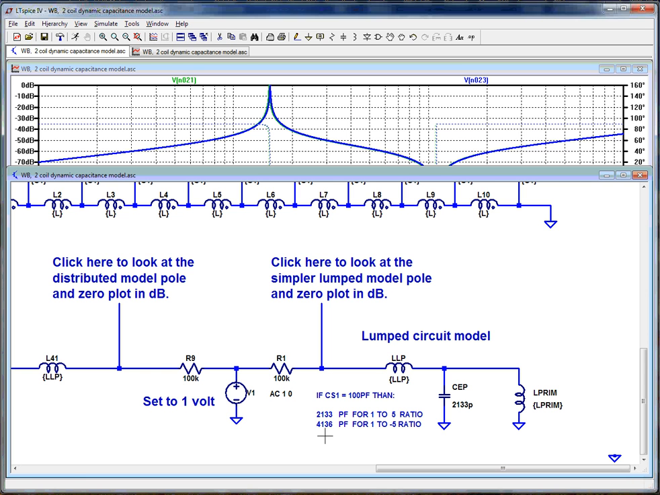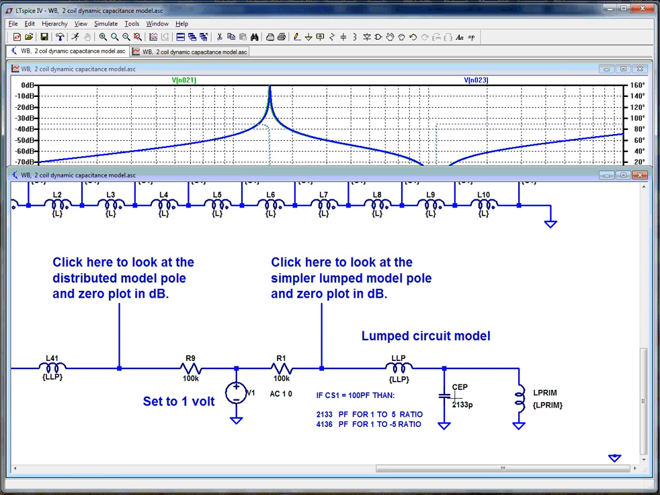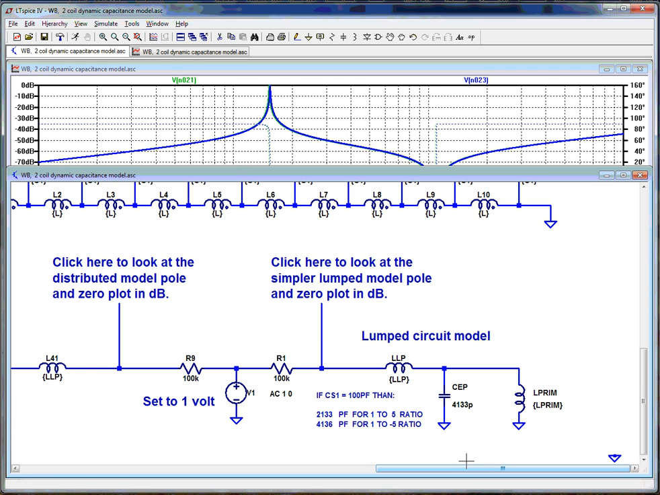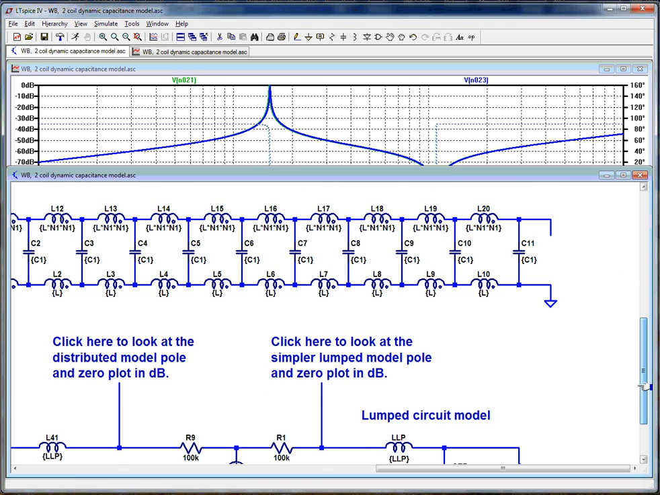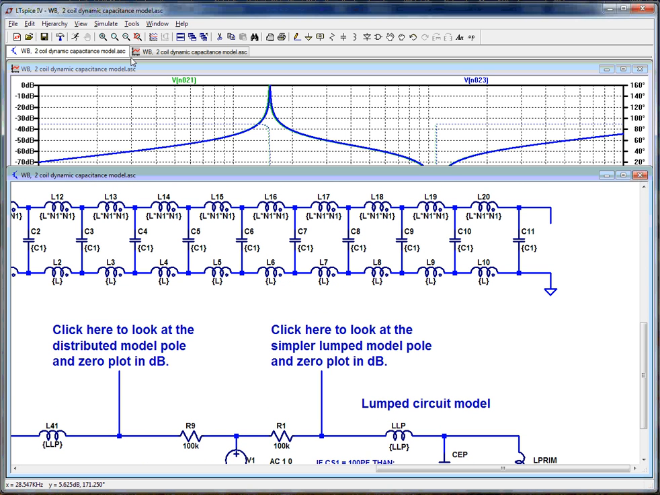The value we should be using is 4136. I believe that's what we calculated. 4133. Well, it's close. We use 4133 then. Now what have we done? We've changed this value and we've changed the connections for which we calculated that value. So let's run it again.